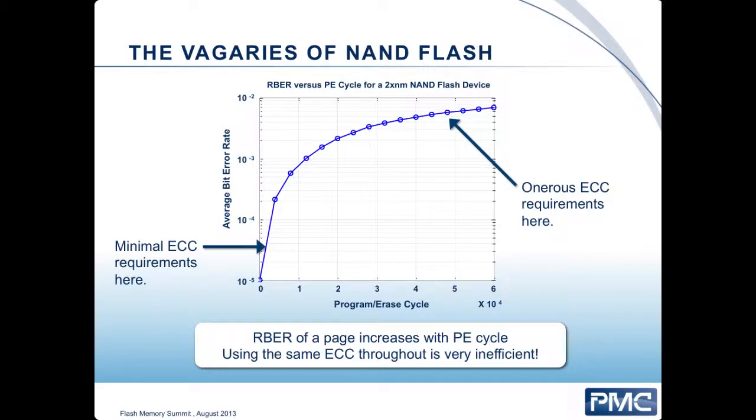However, as the drive is used, the ECC requirements become particularly onerous, especially towards the end of the life. So the bit error rate of a page increases with program erase cycle, which means that using the same error correction technology at the beginning of life as you do at the end of life is very inefficient.